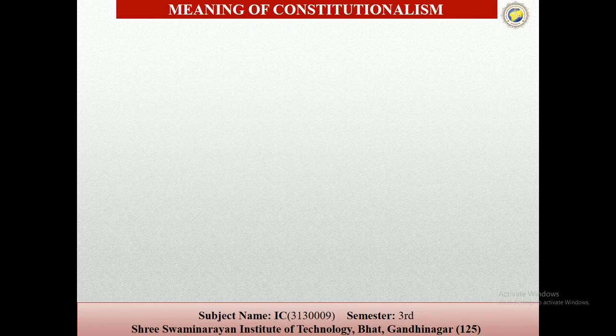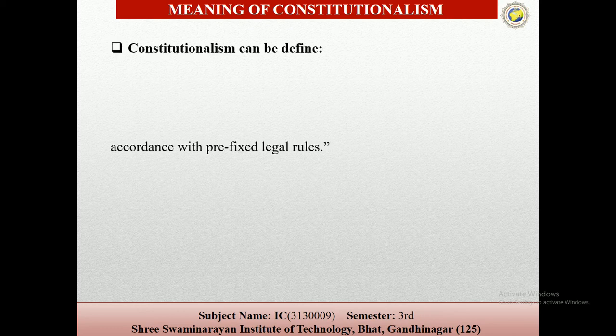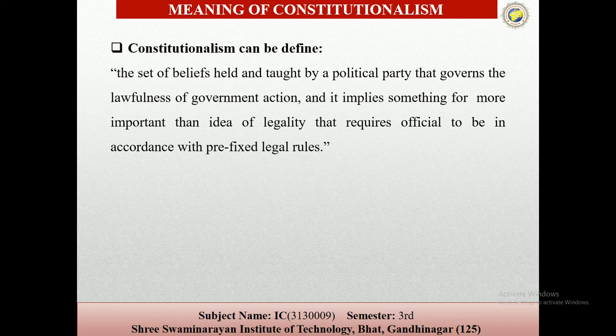So in ordinary language we can say that constitutionalism may be defined as the belief in constitutional governments, यानी कि the set of beliefs held and taught by the political party that governs, the lawfulness of the government's actions, and it implements something far more important than the idea of legislation that requires the official to act according to prefixed legal rules. यानी कि पहले से उसके लिए जो लॉज और रूल्स रखे हुए हैं उसको कॉन्स्टिट्यूशनलिज्म कहते हैं.